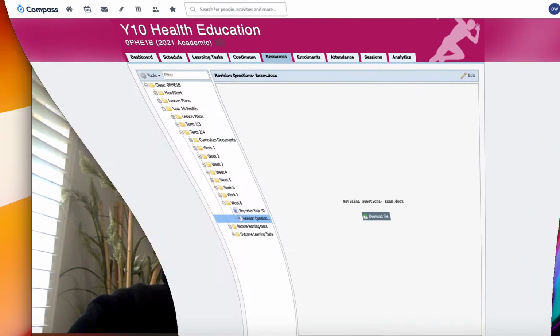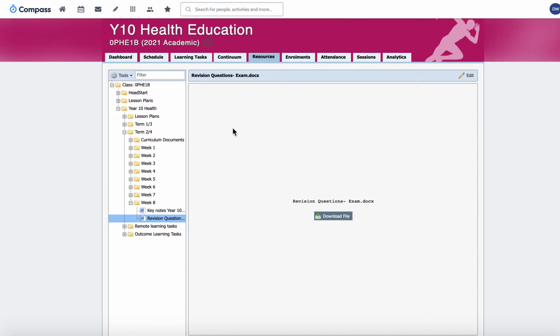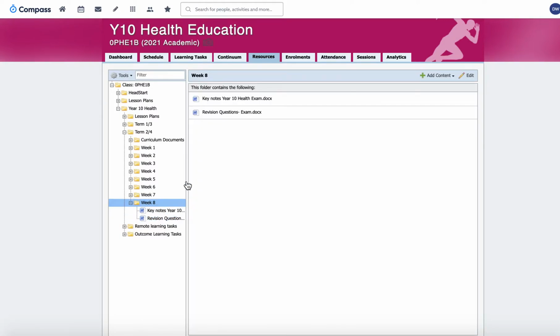So I just want to show you a couple of things. I've placed into both Mr. Tyler and my class under Year 10 Health Term 2 a Week 8 folder. So in this Week 8 folder, you'll find two documents. You'll find keynotes for the exam and the revision questions for the exam.